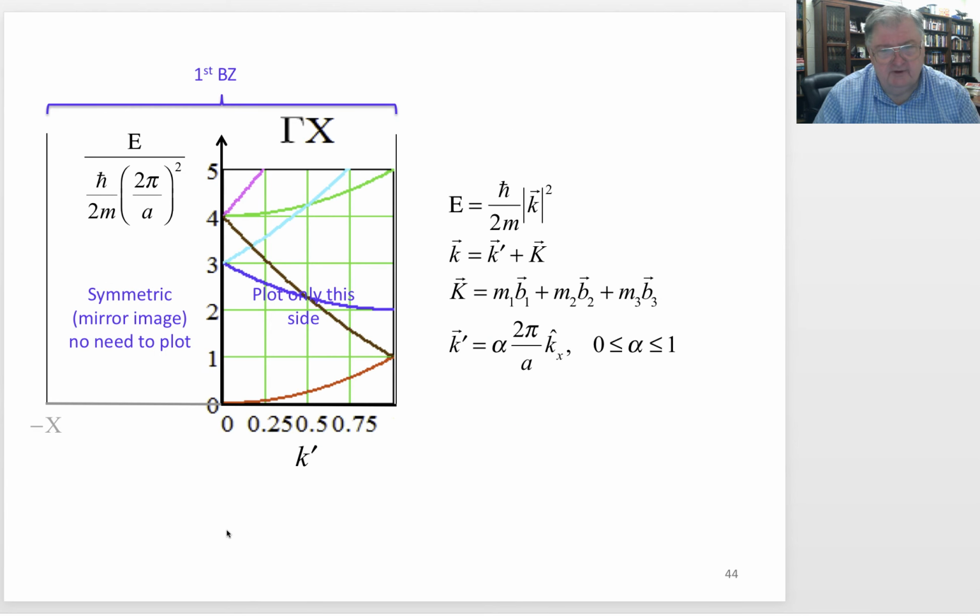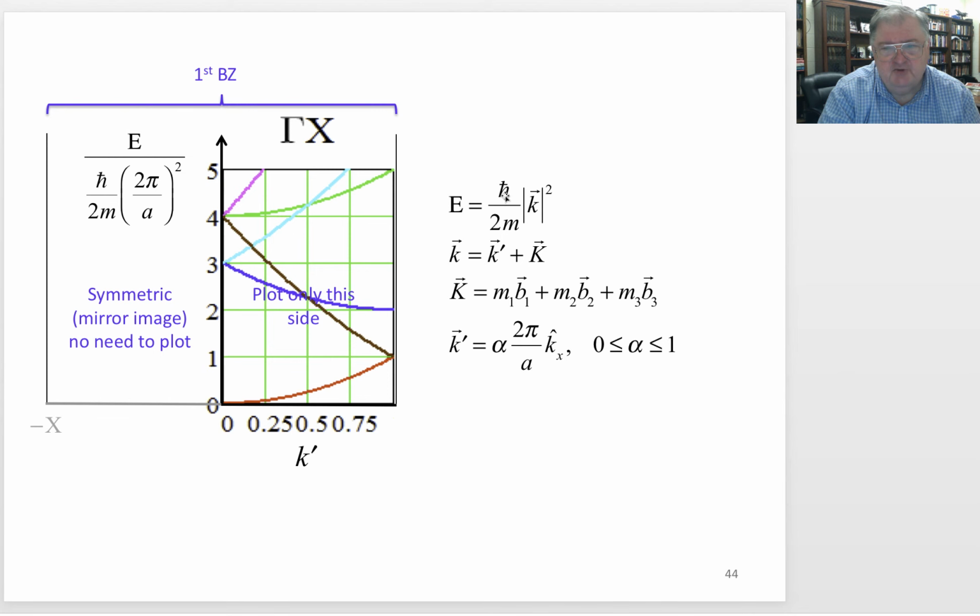If we wanted to now compute the energy, it's a symmetric structure, so these things could get complicated fast. So no need to plot negative values. This is the first Brillouin zone, and here's the value of k prime, but only the positive values of k prime. No need to plot the negative values because it's symmetric. I just take the mirror image, I flip it over, and I have the same thing, right?